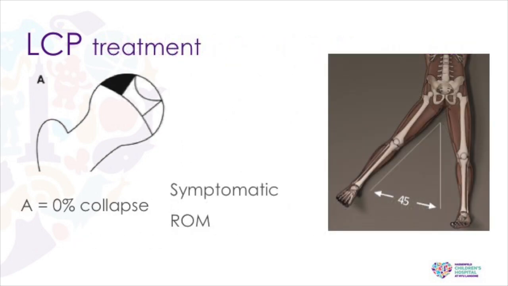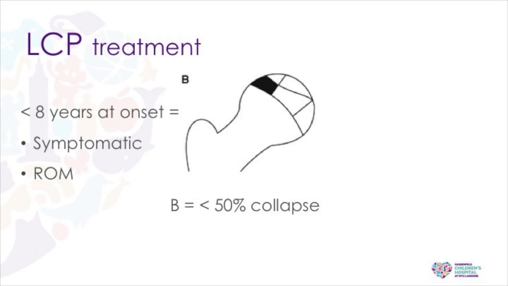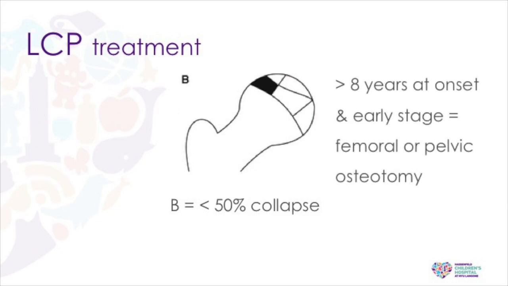In general, the treatment of type A hips is symptomatic only. These hips fare well despite treatment, and treatment should only be symptomatic and maintaining range of motion. Type B hips, with up to 50% collapse, should be treated according to the age at the time of onset. Patients under 8 years of age tend to do well and should be treated with symptomatic treatment and range of motion only. However, patients who are over 8 years of age may not fare as well, and if they are in early stages, are the few patients who will benefit from a surgical intervention, either a femoral or pelvic osteotomy. There is not enough evidence to support one over the other.